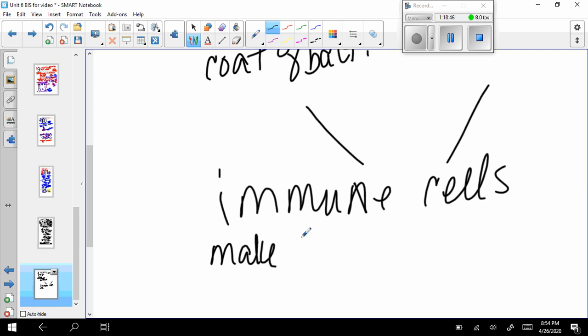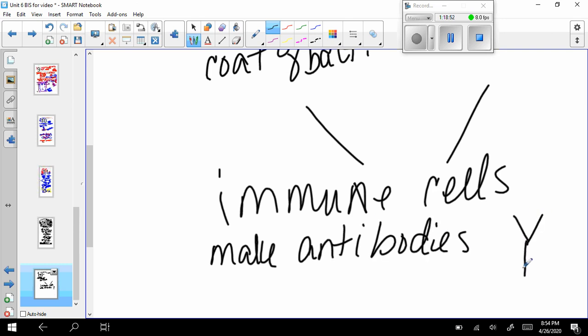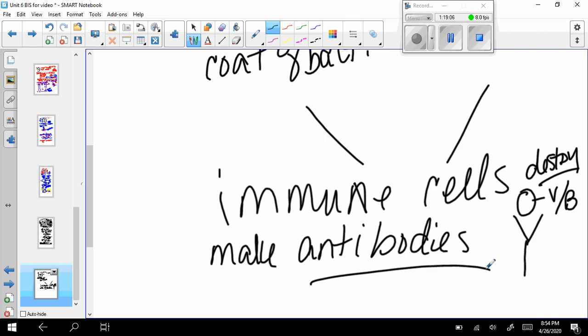So your immune cells are going to make antibodies. Antibodies are Y-shaped proteins that will attach to cells and will destroy them. Now, it doesn't matter if this is a virus or a bacteria. Anything that's a pathogen can be attacked by an antibody.